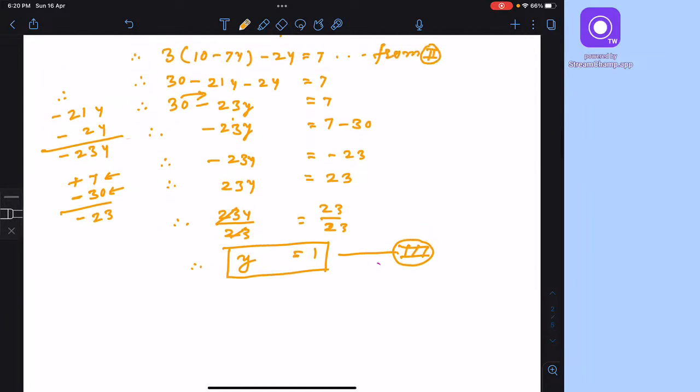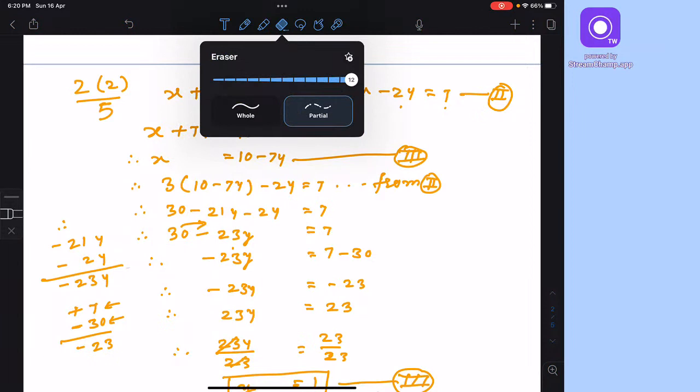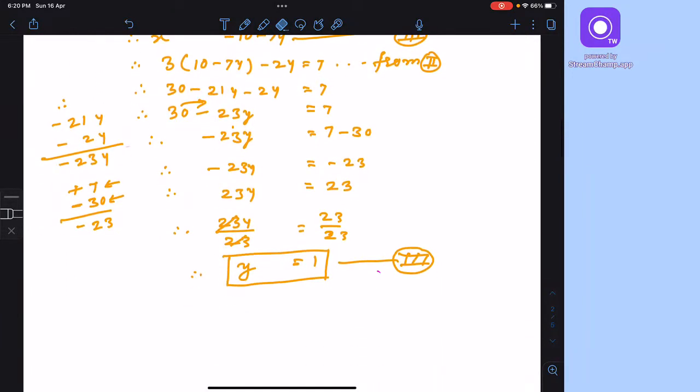And this value we have to put in any equation. You may put it in equation number 1, or you can put it in equation number 2, or you can put it in equation number 3. This is 3. Okay. Actually this is most convenient. Instead of calling this 3, this I am calling as 4.